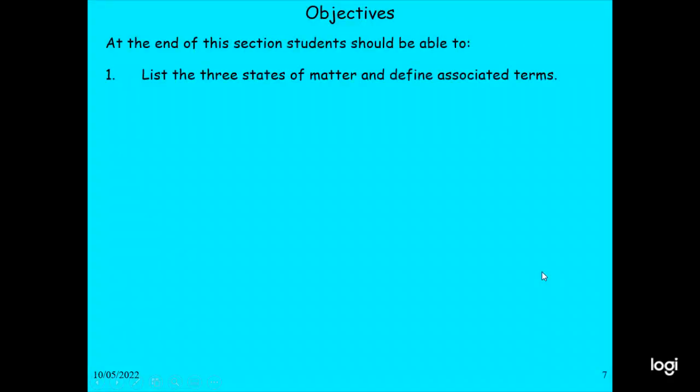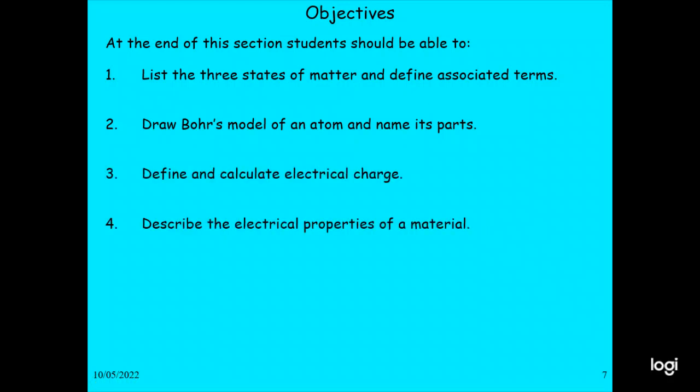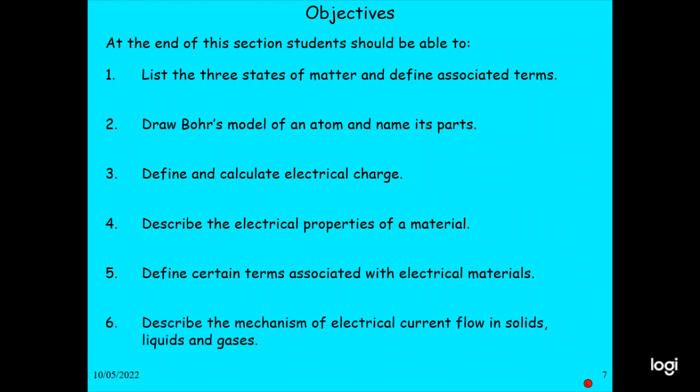So at the end of this session, students should be able to list the three-stage method and the associated terms, draw the Bohr model of the atom and name the parts, define and calculate the electrical charge, and describe the electrical properties of material. Define the terms associated with the electrical material. Describe the mechanism of electrical current flow in solid, liquid, and gas.